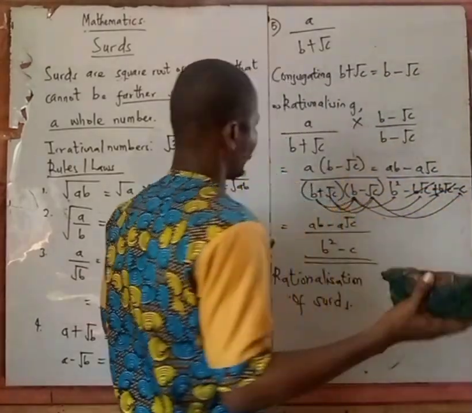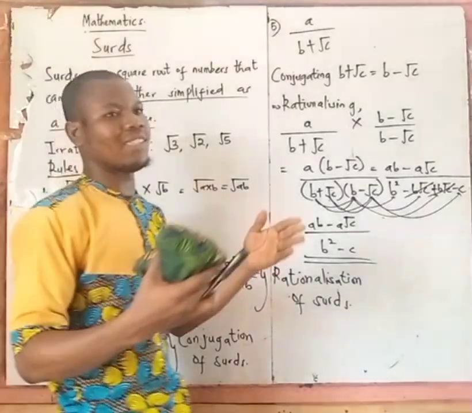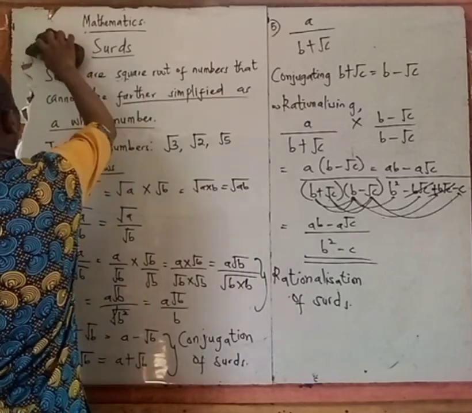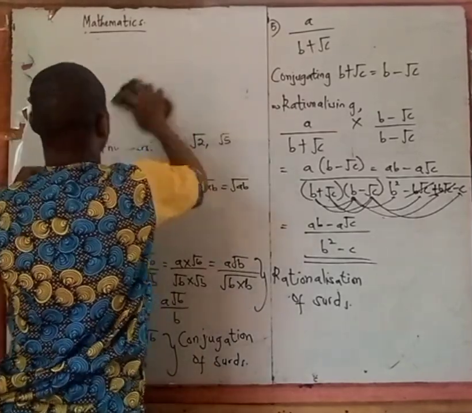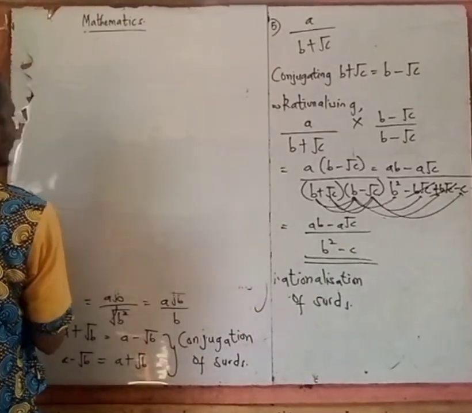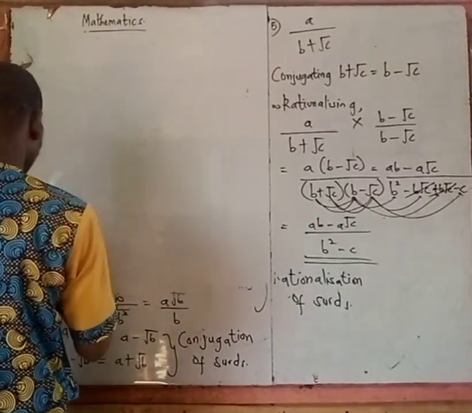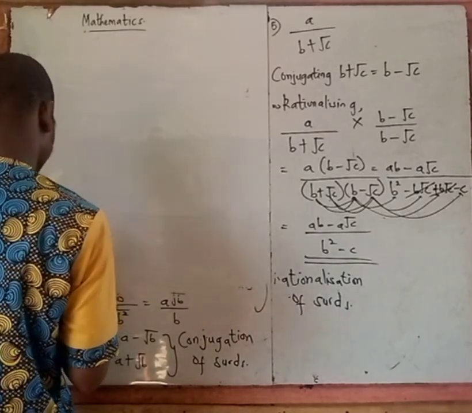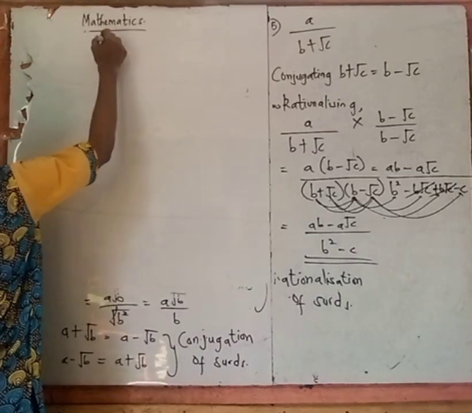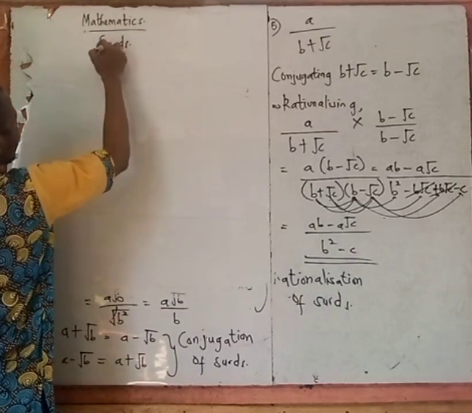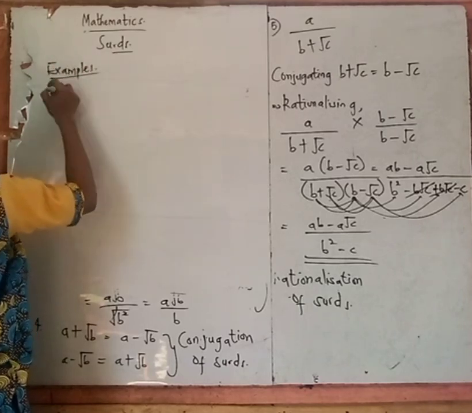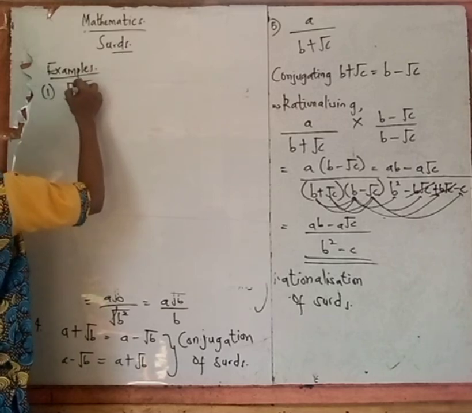So we now solve one or two questions to further simplify and have a good understanding about the topic we are treating. So we have some questions here. Okay. So we have number 1. You have examples on that surd. So number 1, we have the square root of 75.